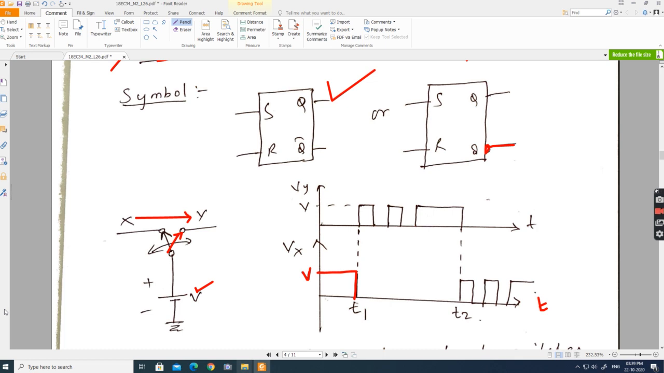Ideally, what do you expect? Ideally, you expect the output to be 1 continuously until the point the switch is at Y. Yes or no? When the switch is at point Y, you expect the output to be 1. But what will actually happen is that the switch will make several make and break operations. It will flicker. It will make the operation, it will break the operation.